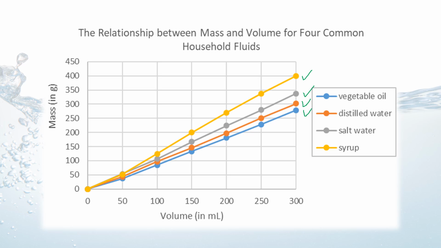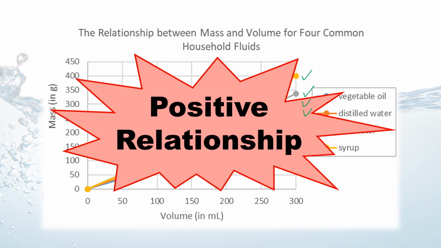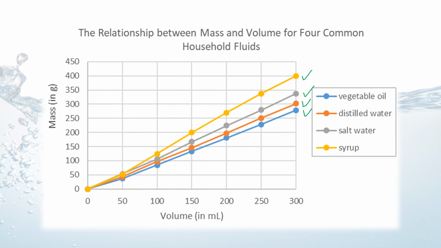Well, I hope you noticed a couple of things. First, the data points for each liquid fall in a straight line, and the line goes up and to the right. This is what we call a positive relationship, meaning that the variables, in this case mass and volume, go up and down together. When one gets bigger, so does the other one. When one gets smaller, so does the other one.